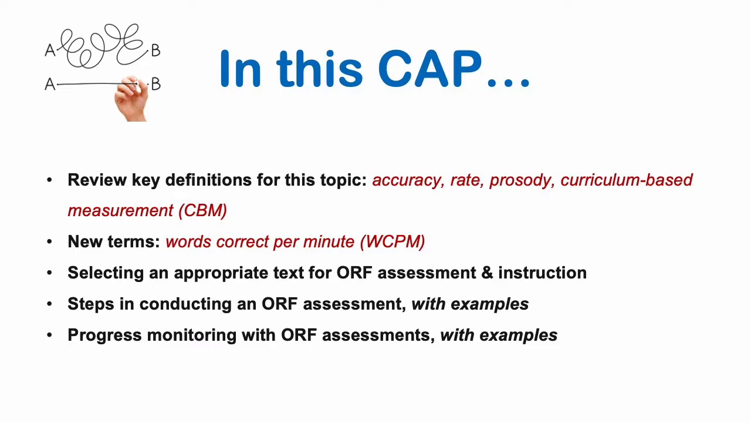In this cap, we'll start by reviewing some key terms related to oral reading fluency. Then we'll define a new term related to assessment, words correct per minute. We'll walk you through the basic process of assessing oral reading fluency in each of the three main components of fluency: accuracy, rate, and prosody. Finally, we'll briefly look at how oral reading fluency assessments can be used in curriculum-based measurement and progress monitoring.